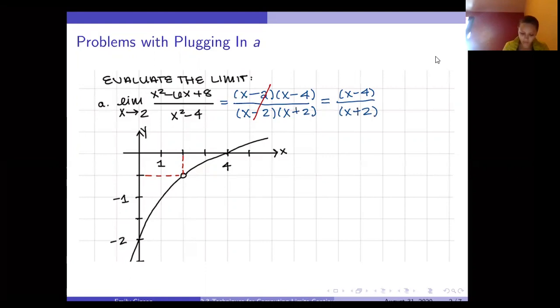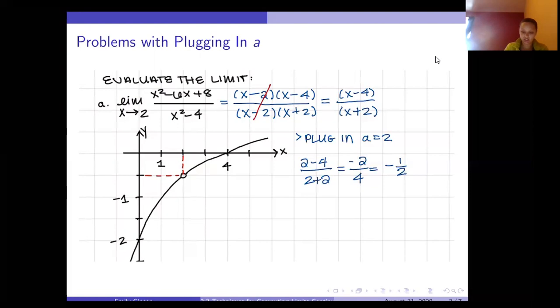Here, when we plug in, we won't get a point on the graph that's not defined. So now let's plug in a. We get 2 minus 4 over 2 plus 2. 2 minus 4 is negative 2. 2 plus 2 is 4. We're left with negative 1/2. And when we look at our graph, we can see that that's exactly where our limit from the right and left approach. So we can still find the limit even if our graph is undefined at x equals 2.